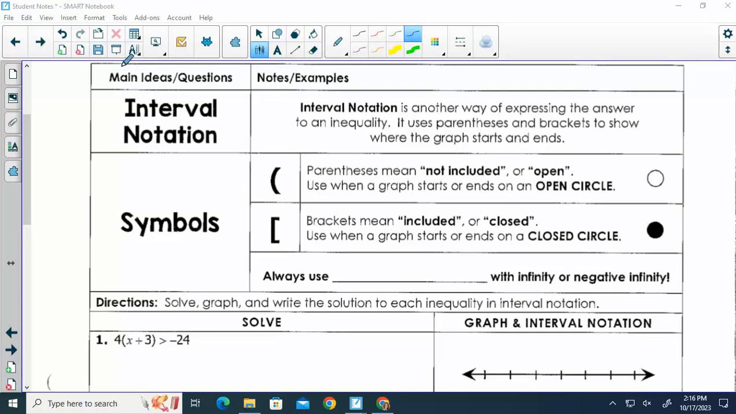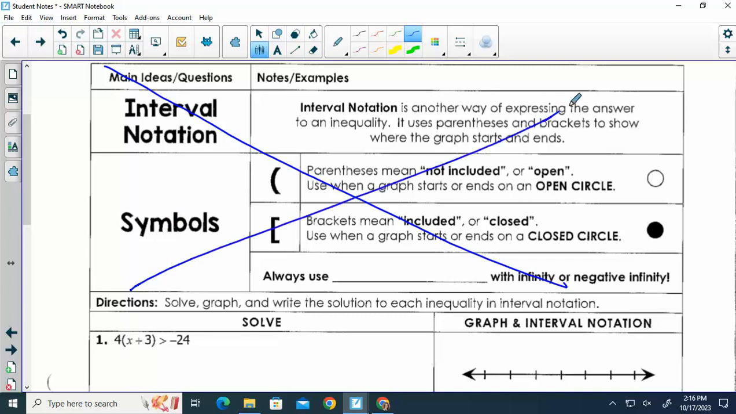Just like solving an equation. But if you multiply or divide by a negative, the inequality flips. If it's not a negative, do you have to flip it? No. So only if the number you are multiplying or dividing by is negative.